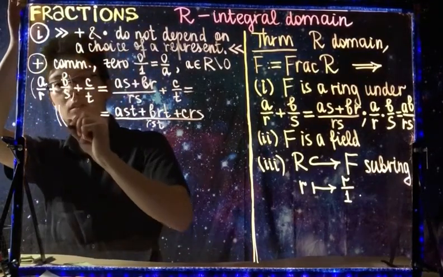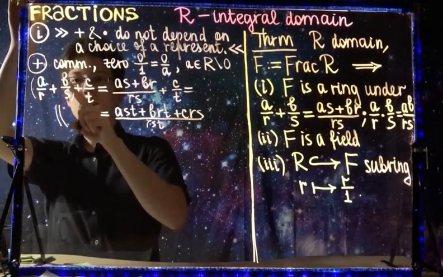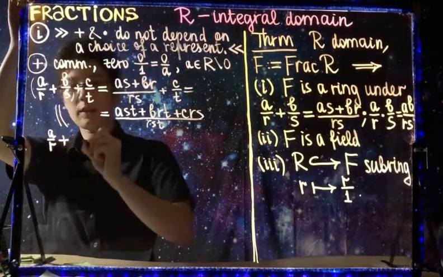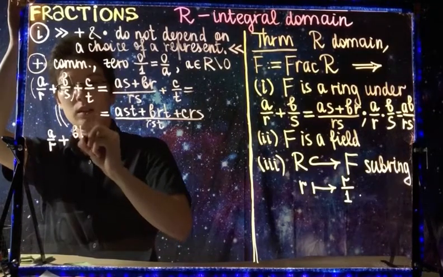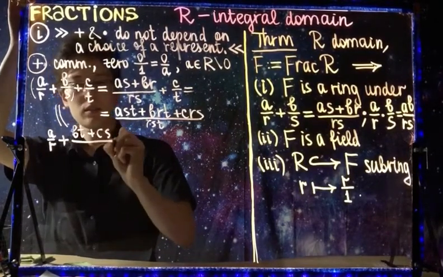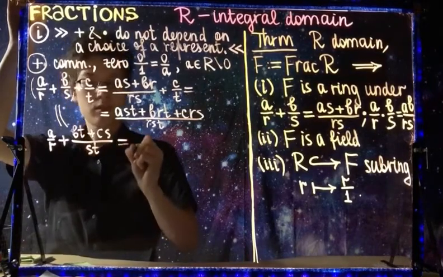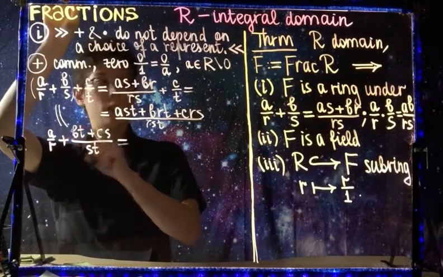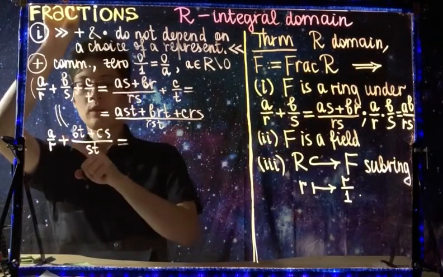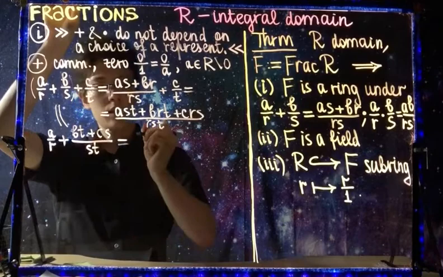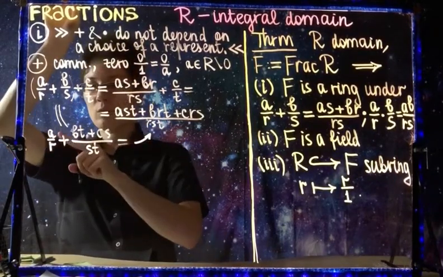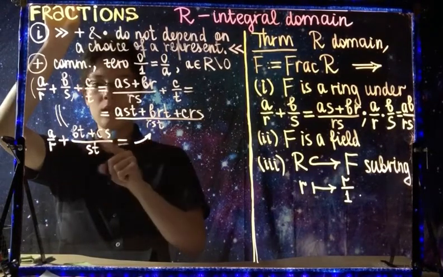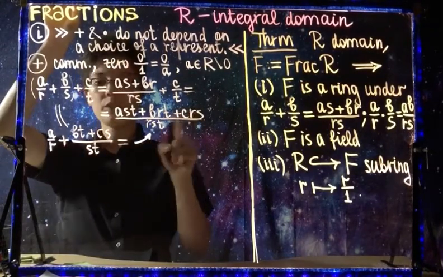And on the other hand, if we take b over s plus c over t first, we get a divided by r plus bt plus cs divided by st. And then we follow the rule again, and we see that this is in fact equal to this fraction. So we have ast plus brt plus crs here divided by rst.